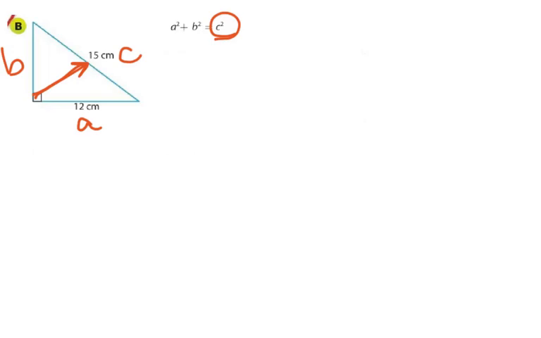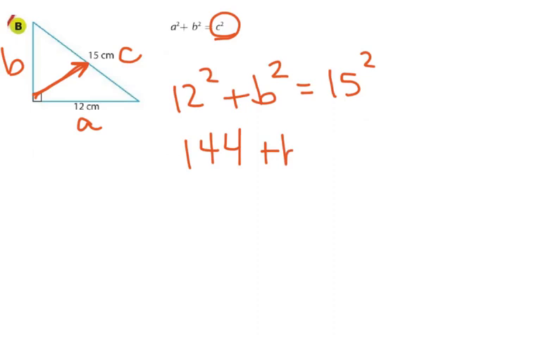Okay, so let's plug in my numbers now that I identified which one is a squared and which one's a, which one's b, and which one's c. So I've got a squared, which is 12 squared, plus b squared equals 15 squared. Just plug it in into the numbers that I know, right? So I've got 12 squared is 144, plus b squared equals 15 squared, which is 225. You with me so far?